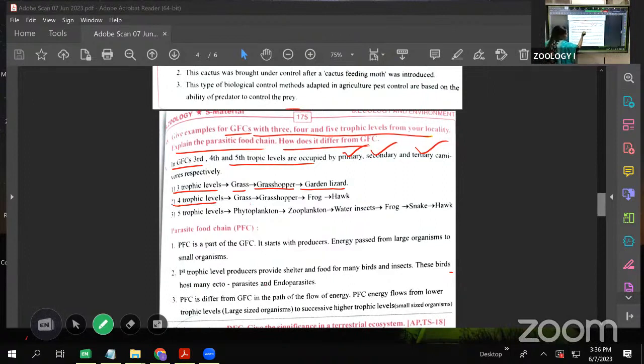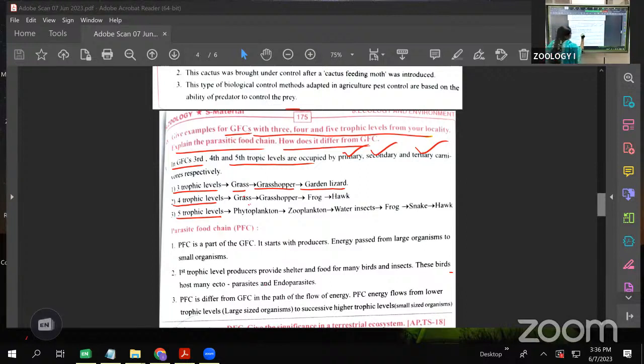Grass, the same. The grasshopper depends on the grass. Frogs depend on the grasshopper. Hawk depends on the frog. Here, 4 trophic levels are there. Next one is the phytoplankton type. These are examples of the grazing food chain.